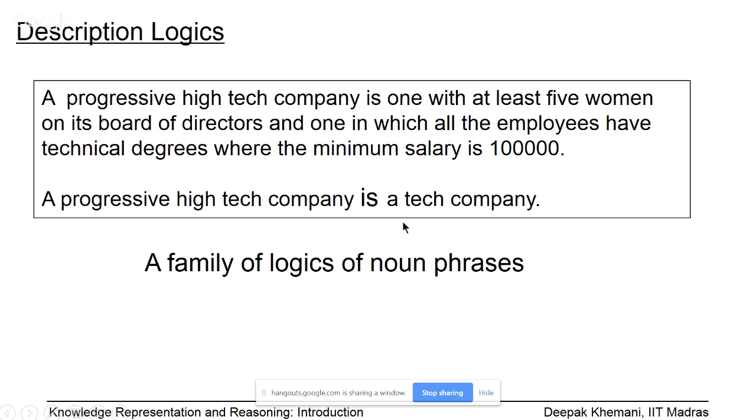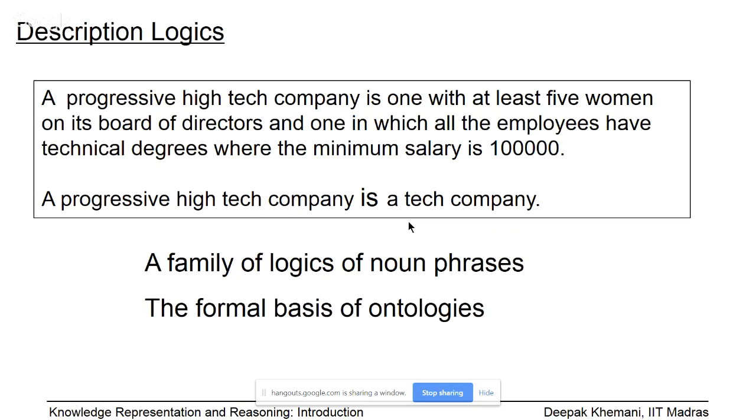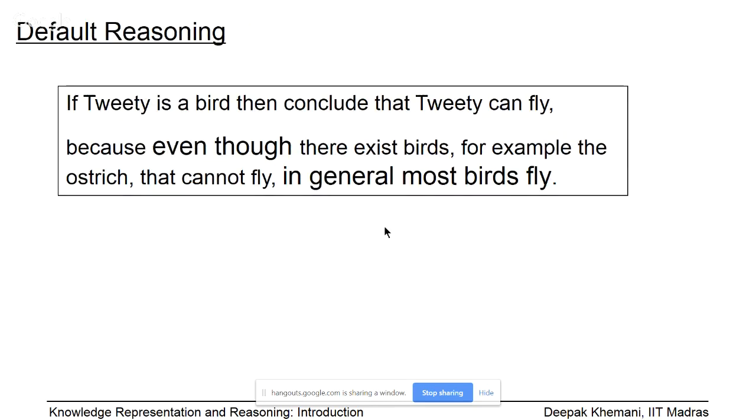Then we spent a little bit of time studying description logics, which is the logic of noun phrases. And I had observed that there was a considerable amount of discussion going on the forum, which Bhaskaran was handling. And Bhaskaran is an expert in description logics and ontologies. And if there are any questions today, we can clarify them again, essentially. We also spend a little bit of time in default reasoning.